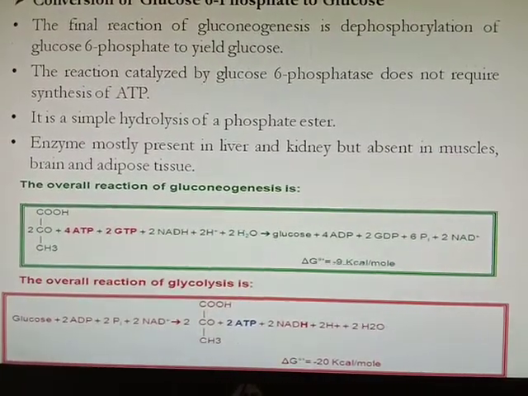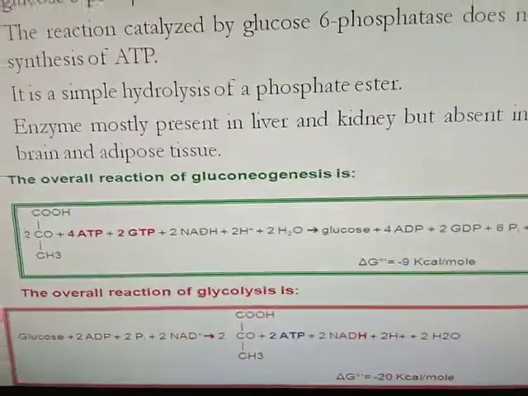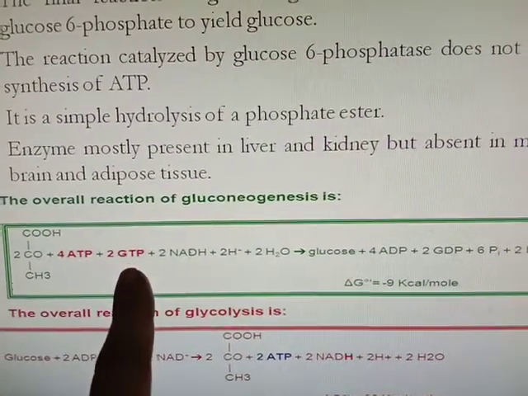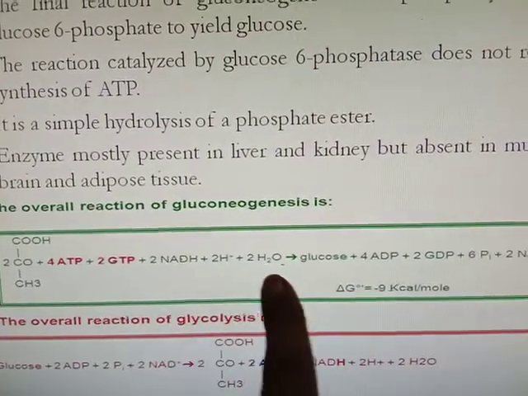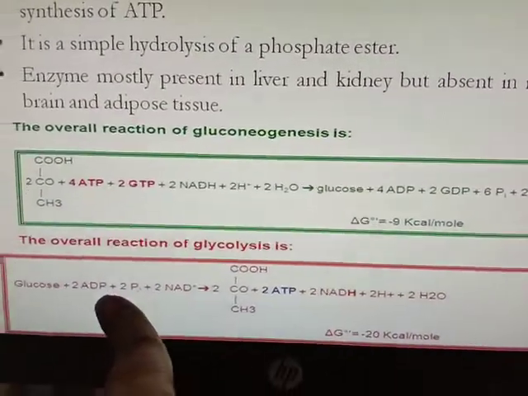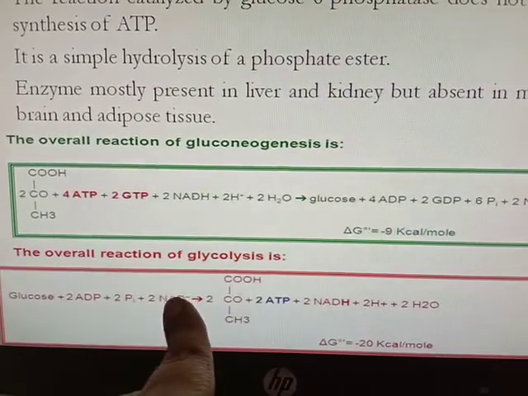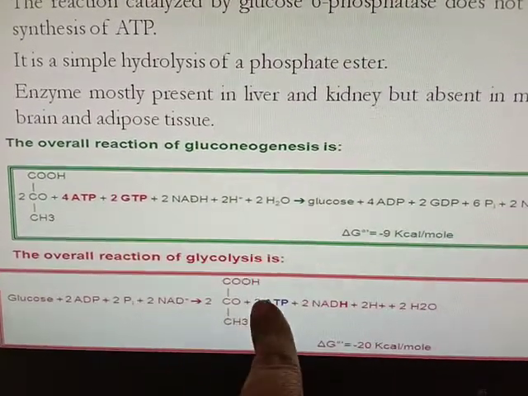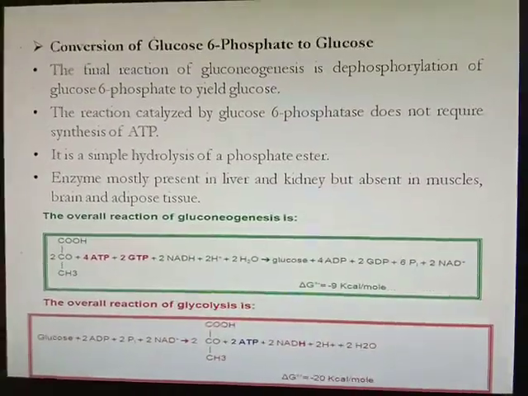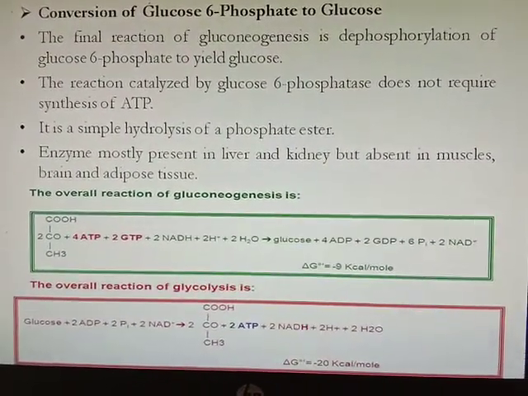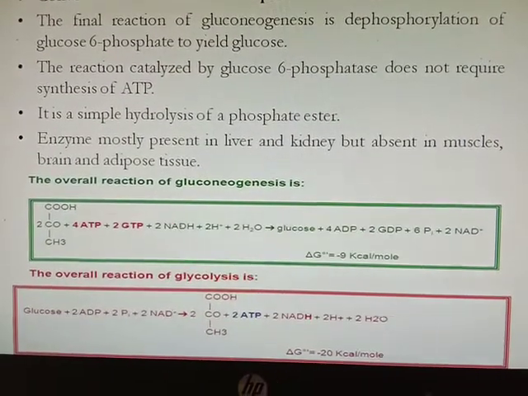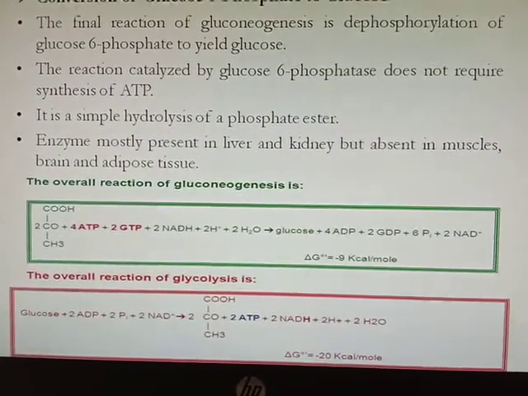Then, the overall reaction of gluconeogenesis. Here 2 molecules of pyruvate are used, and 4 ATP, 2 GTP and 2 NADH are required to form 1 glucose. Whereas in glycolysis, glucose is utilized and it forms 2 ATP and 2 NADH. This means in gluconeogenesis more energy is required to synthesize glucose, whereas in glycolysis ATP is produced.